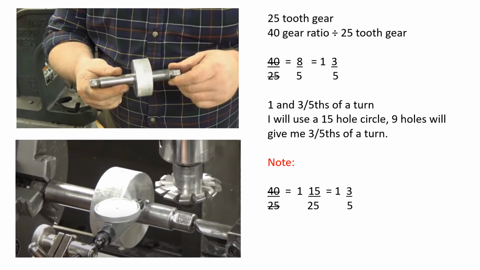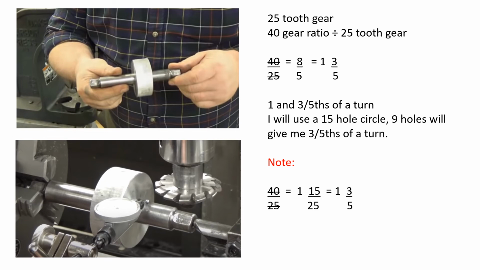It's a 25 tooth spur gear, so our gear ratio of 40 divided by 25 teeth equals 8/5 equals 1 3/5. To get the correct tooth spacing, we'll need 1 full turn and 3/5 of a turn.